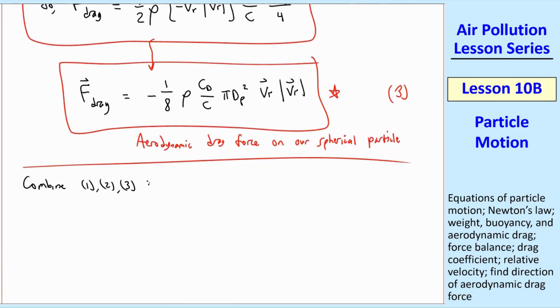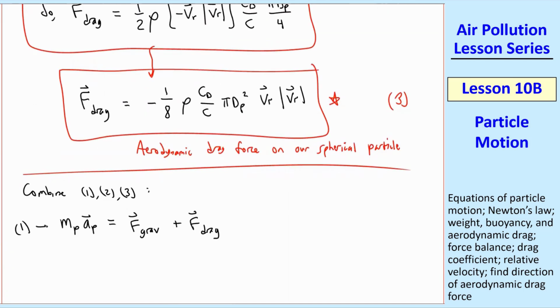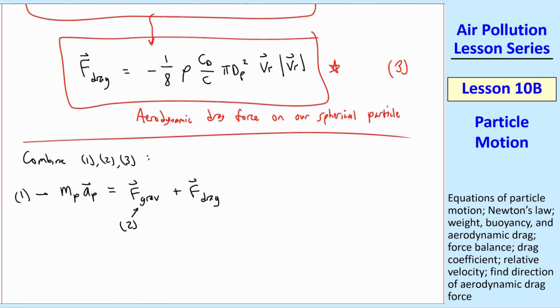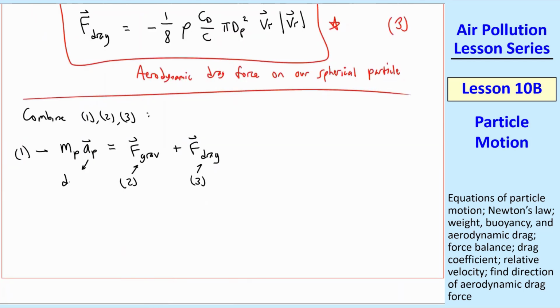Now let's combine equations 1, 2, and 3. Equation 1 was MP AP equal F gravity plus F drag. We use equation 2 for the gravity force. We use equation 3 for the drag force. And one other thing, AP is just dv, little v vector, dt. That's the definition of acceleration of a particle. It's just the derivative of the velocity of the particle with respect to time.